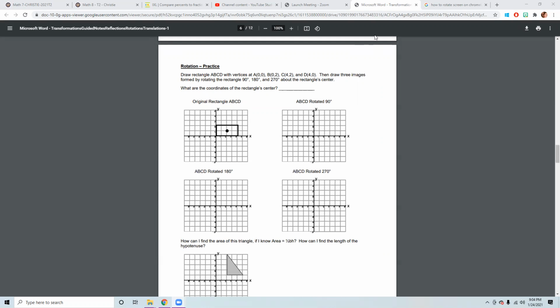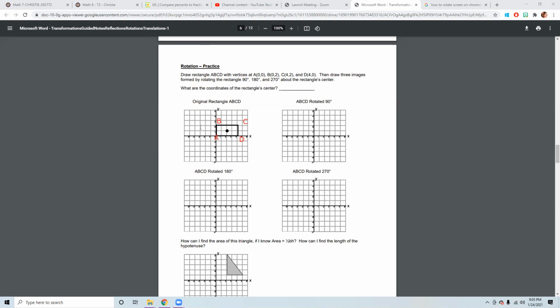What I would do is title those points so it's a little bit easier for you. A is at 0, 0, so I know that this point right here is my point A. B is at 0, 2, so 0, 2 is right there. That's going to be my B. C is 4, 2. That's going to be C. And D is at 4, 0, which is right there. When you label your points, it makes it a lot easier to figure out where they're going because you have the labels for them. So don't worry about answering this.